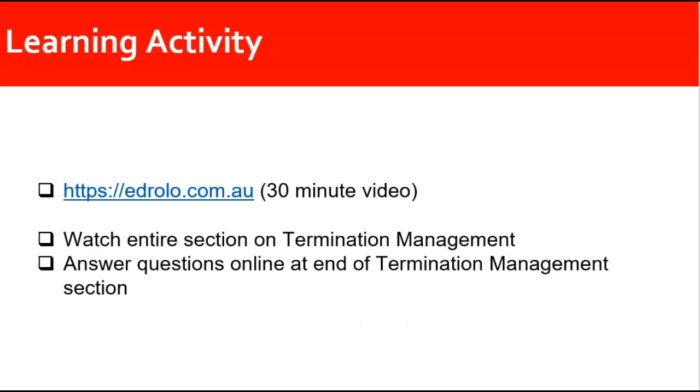Okay, here we go with the first of the learning activities. What we'd like you to do, to get back into the swing of things, is to watch the Ed Rollo tutorial on termination management, which goes for about 30 minutes. It covers the voluntary and the involuntary, which will make it easier to take in the involuntary termination methods that we'll discuss tomorrow. Then there are questions at the end of that termination management section on Ed Rollo, which we also need you to do. If you can do those, that would be great.